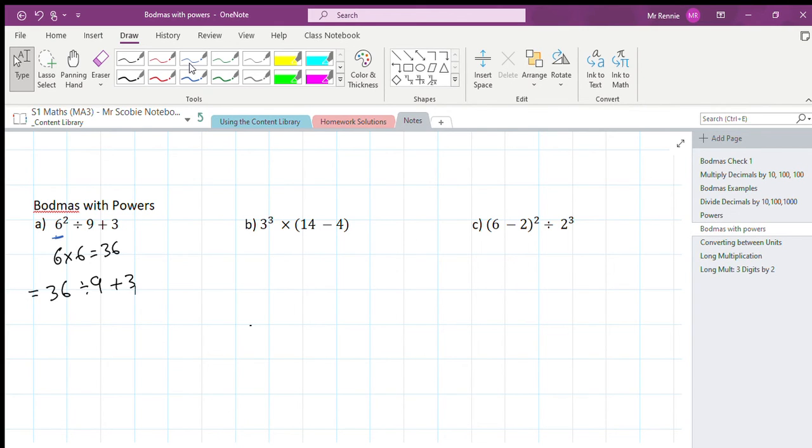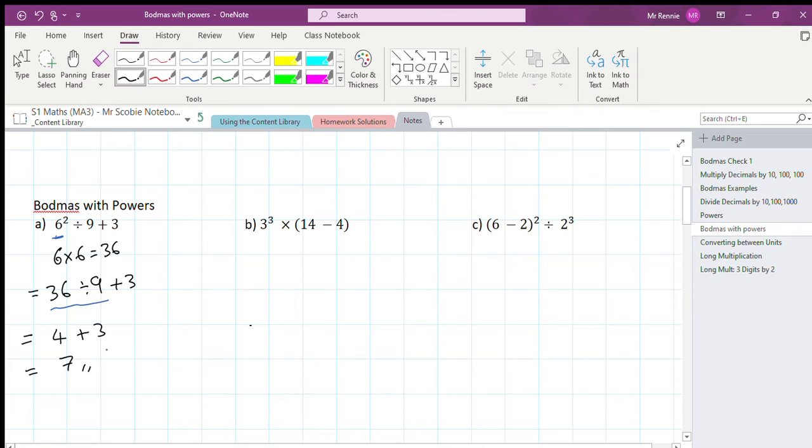Now with Bodmas, do I divide or do I add first? Well, we do the divide bit first here. So 36 divided by 9 is 4, add 3, 4 plus 3 gives me the answer 7. So there's an example where we had to do the power first, then we had to divide because divide comes before add, and then we added on our 3 to get our final answer.